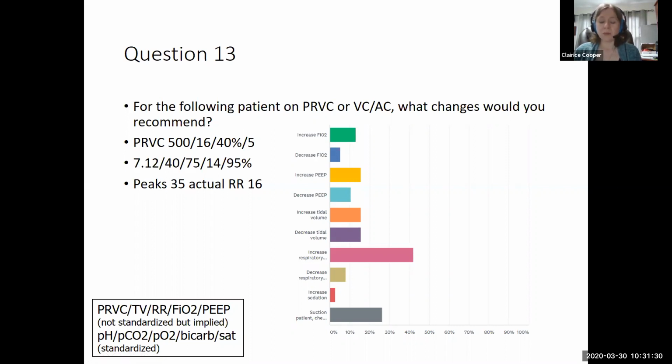Now, which component of minute ventilation should we increase? We will, in this patient, increase the respiratory rate. And so, fortunately, that was the most commonly selected answer.